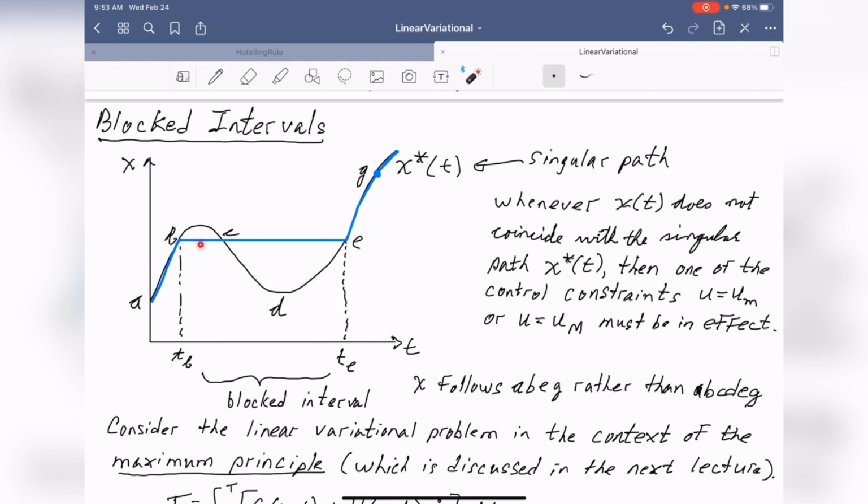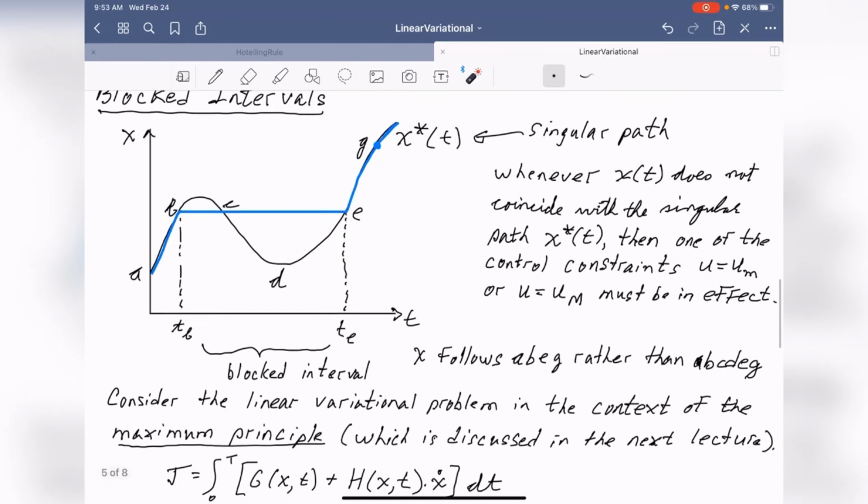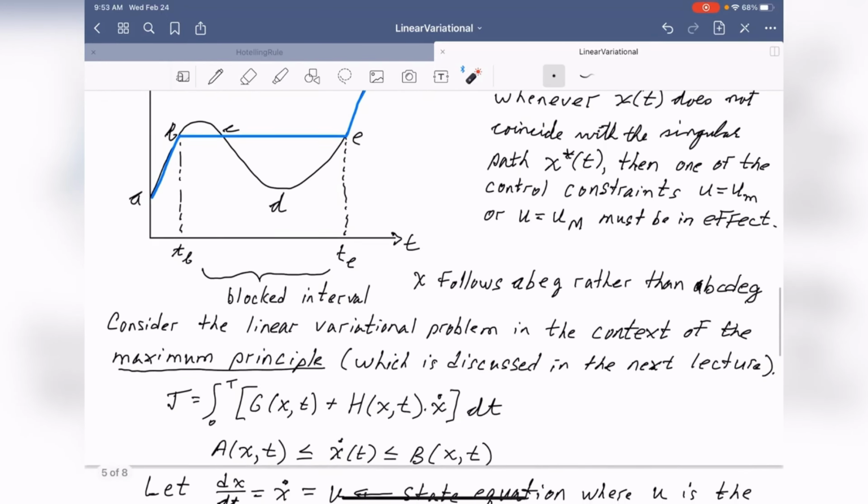So here we have a blocked interval, and at tb, so we follow the optimal path to b, then we follow the path along to e, and then we head up and go through to g. So instead of going a, b, c, d, e, g, we end up going a, b, c, e to g, because we have a blocked interval that requires us to be at this value of x. So x follows a, b, e, g rather than a, b, c, d, e, g.